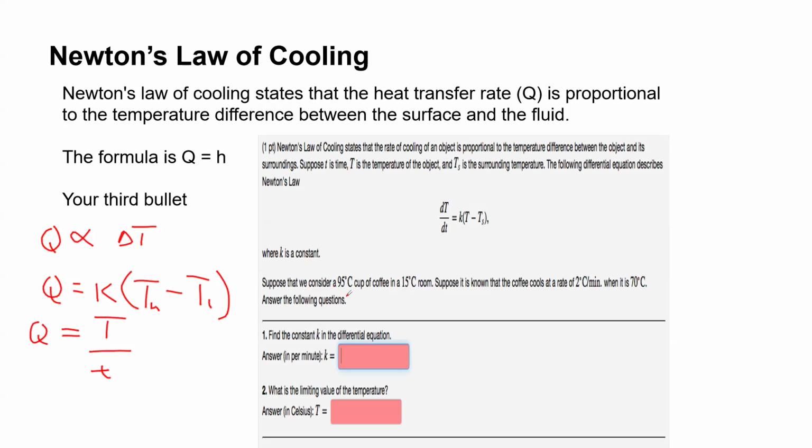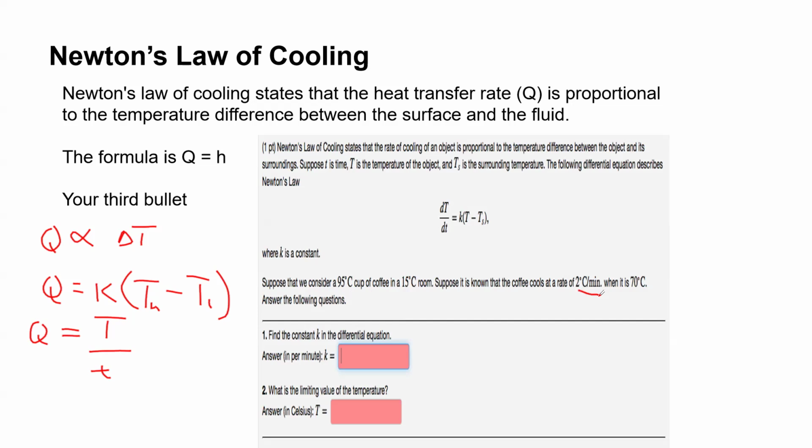You see, this is even an example. Suppose we consider a 95 degrees centigrade cup of coffee in a 15 degrees centigrade room. Suppose it is known that the coffee cools at the rate of 2 degrees centigrade per minute when it is 70 degrees centigrade. So ladies and gentlemen, I want you to work on this and put the answer in the comment section. You see, K is already given.